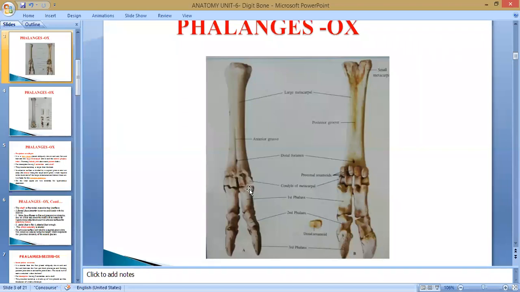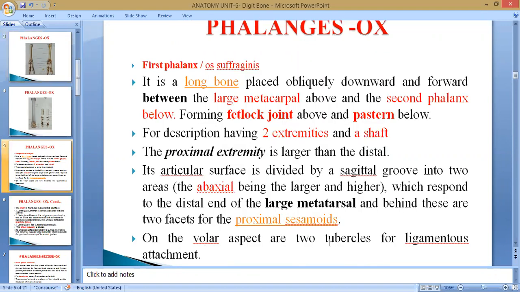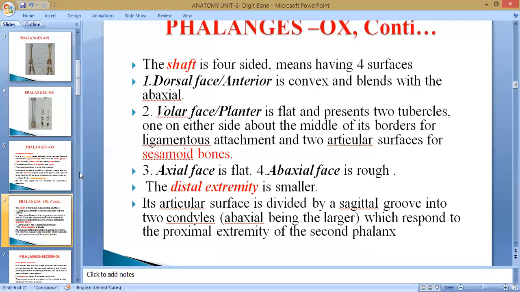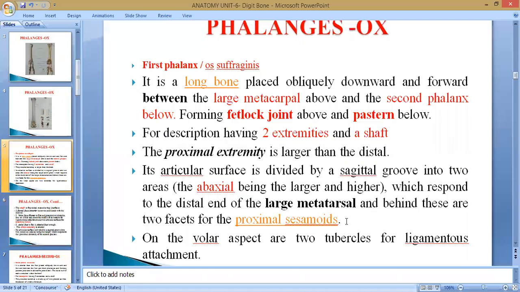For description, proximally there are two articular facets for the articular area of the metatarsal, and the lateral or abaxial is larger and higher in position. You see here, this position is higher in comparison to this one, and posteriorly there is an articular facet for the sesamoid bone. On the volar aspect, there are two tubercles for ligament attachment. Volar aspect means this aspect, anteriorly. This is the anterior, and below that, this is the plantar. So this aspect has two tubercles for the attachment of the ligament.